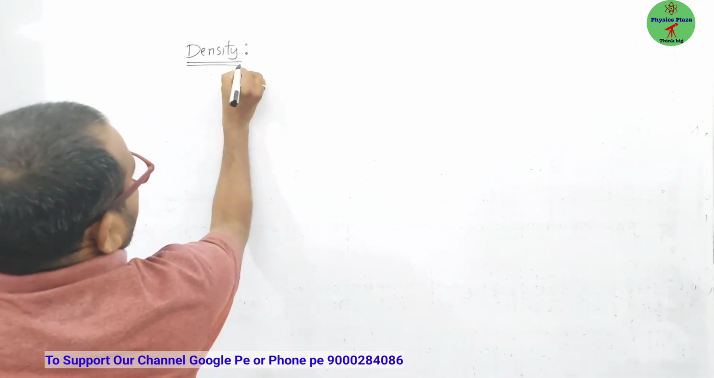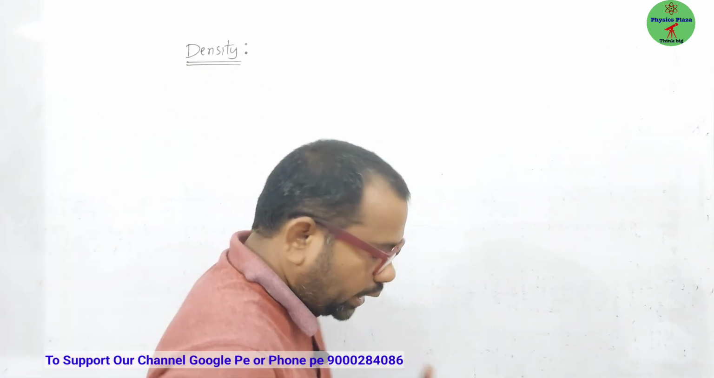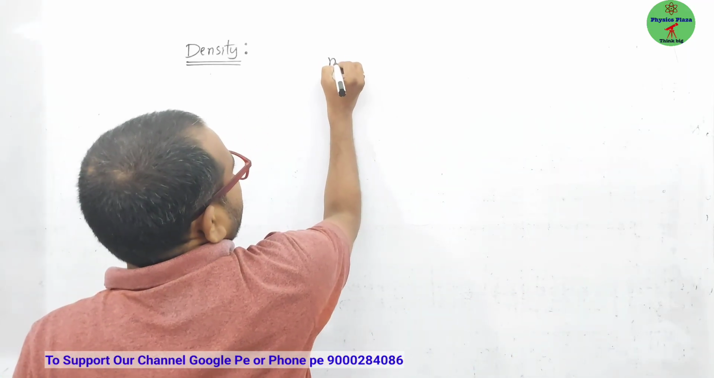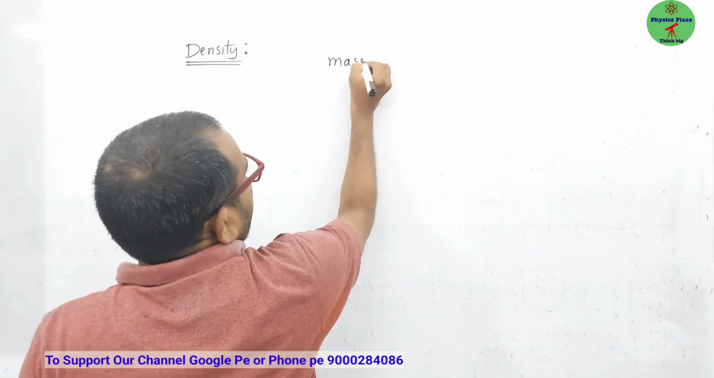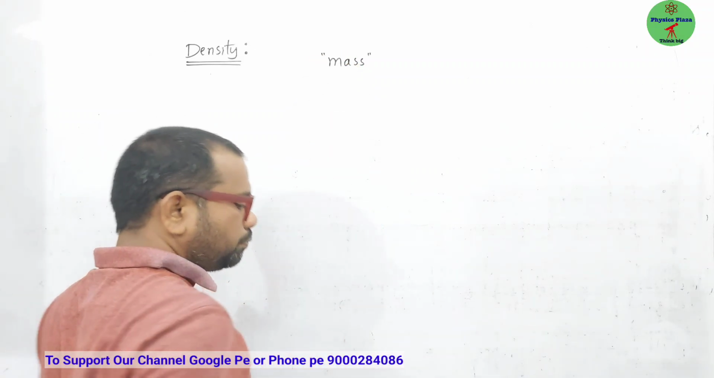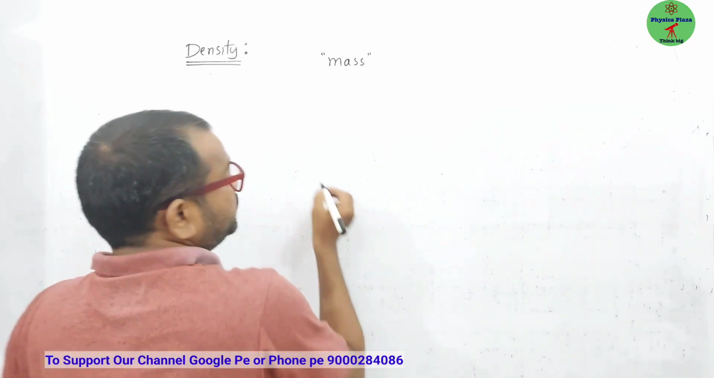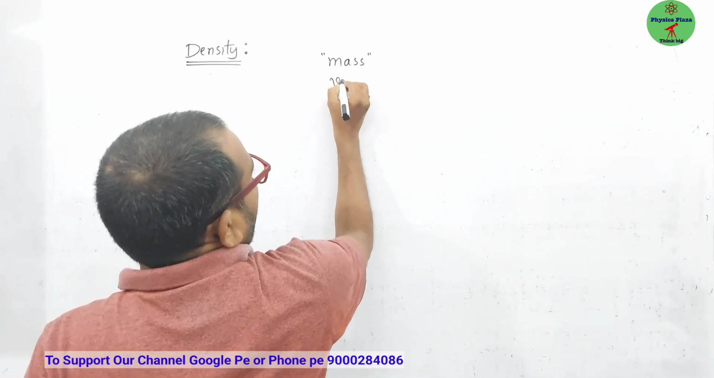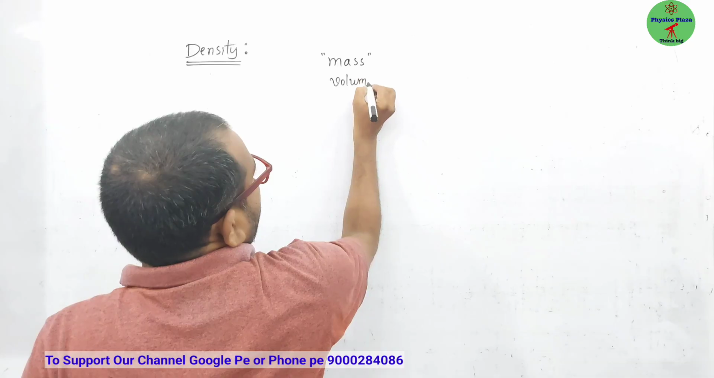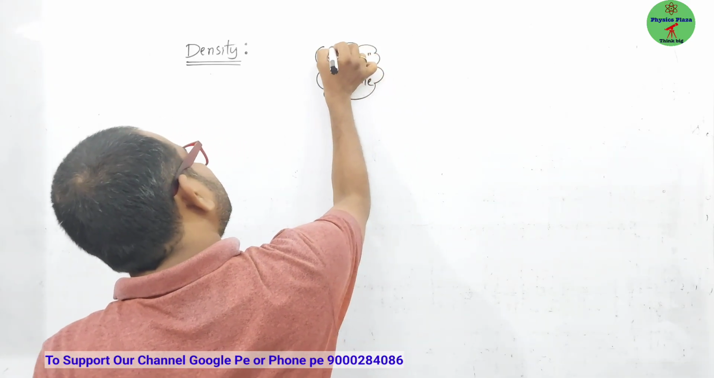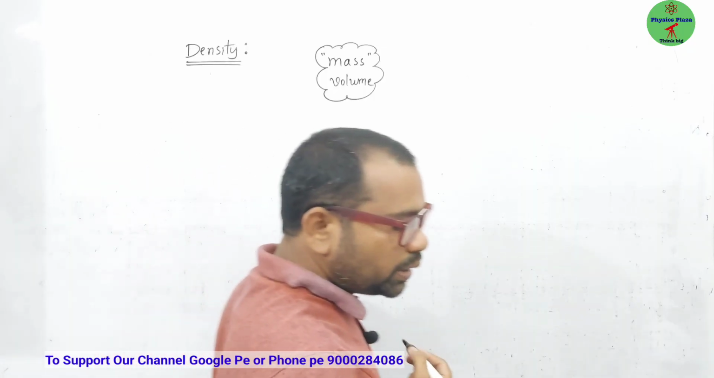Children, let us think about any substance, matter. We know that every object has some mass. Without mass, can any object exist? No. Every object has some mass, and every object occupies some space called volume. Try to understand. These are the two important properties of matter.